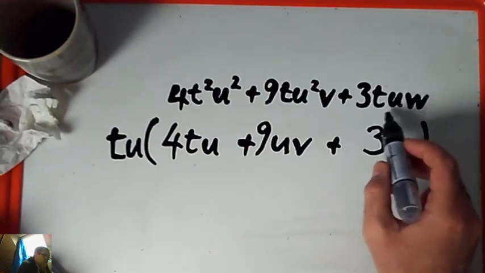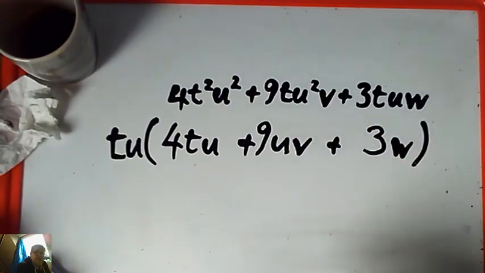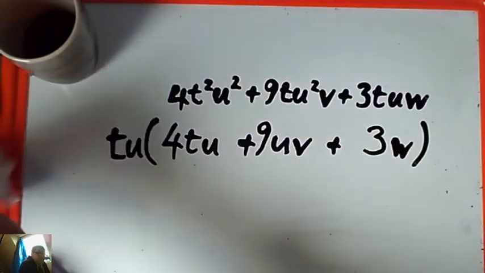And again, the order of tuw doesn't matter, but by convention we've put them in alphabetical order. So anyway, the factorisation is tu outside the brackets and 4tu plus 9uv, just typing this into iMaths, plus 3w inside the bracket, and we go on to the next one.